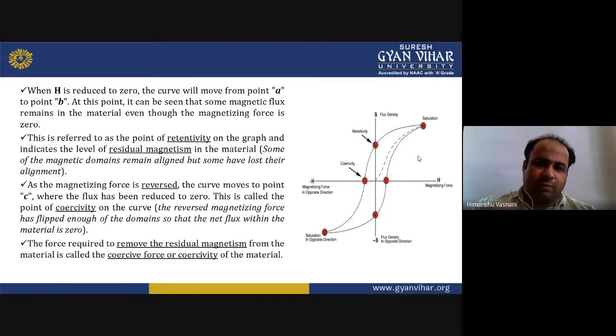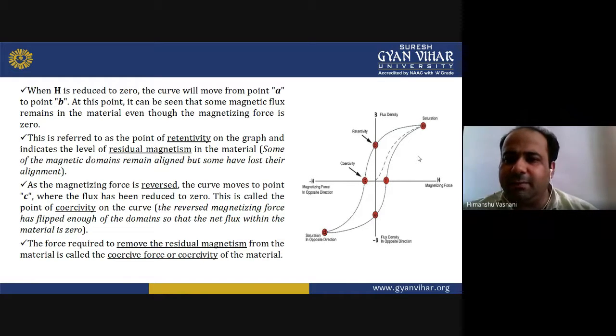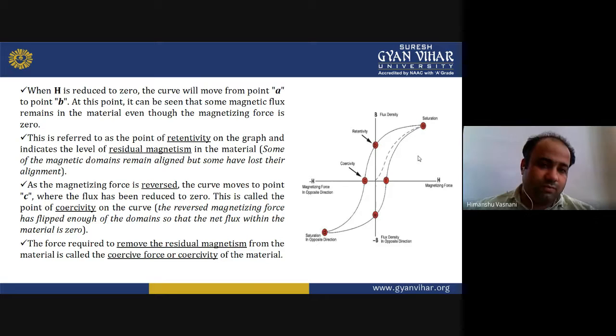So we have taken ferromagnetic material here. It can be seen that some magnetic flux remains in the material even though the magnetizing force is 0. This is referred to as the point of retentivity on the graph, and it indicates the level of residual magnetism in the material. That is, some of the magnetic domains remain aligned, but some have lost their alignment.